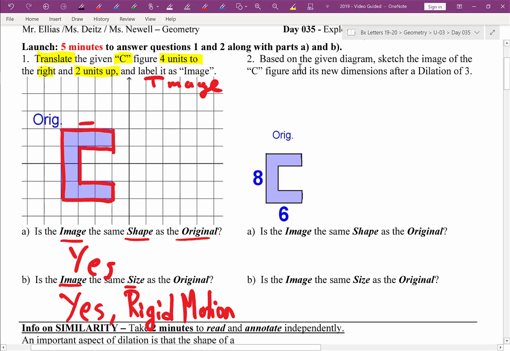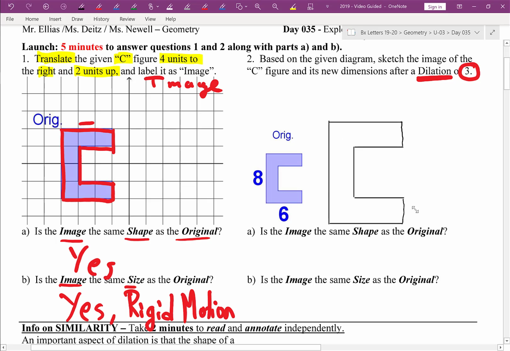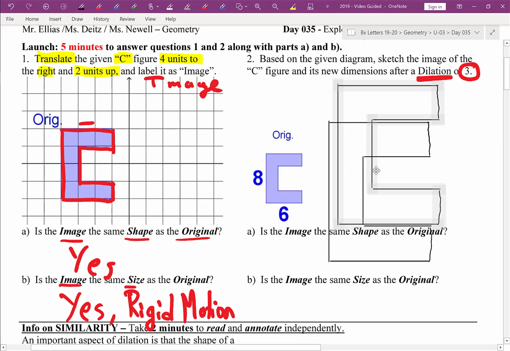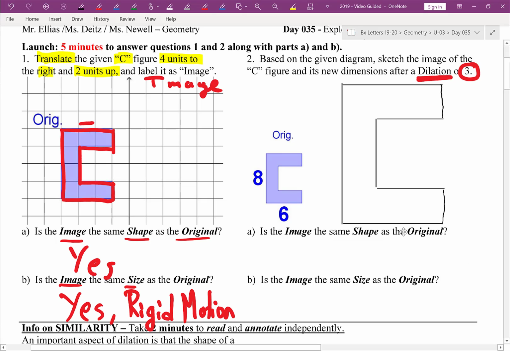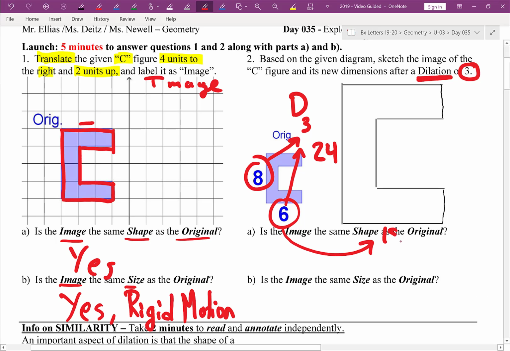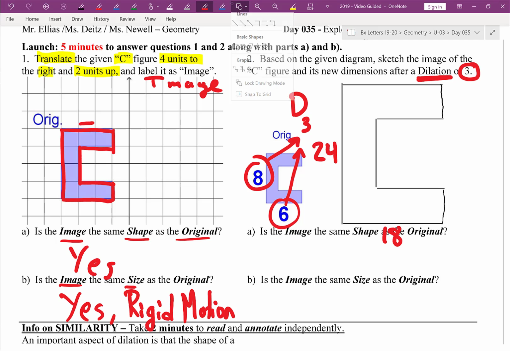Now, in number 2, they want you to do a dilation with a scale factor of 3. So, you should have sketched it. It's going to be something that's bigger, specifically 3 times the size. So if I'm doing a dilation of 3, 8 times my scale factor of 3 is going to be 24. And 6 times my scale factor of 3 is going to give me 18. So that's information I can put in the picture. Can't necessarily do anything else.